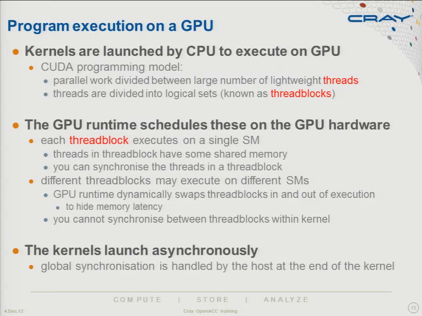Threads within a thread block share some memory. They have this shared cache. You can do some synchronization. But for the threads that have gone to different ones of these vector processors, you've got no real control over what's going on.